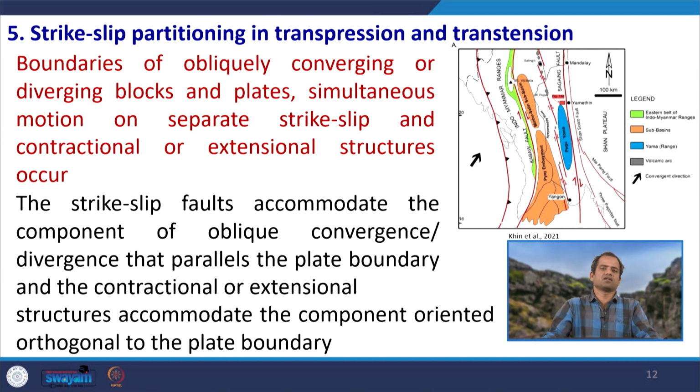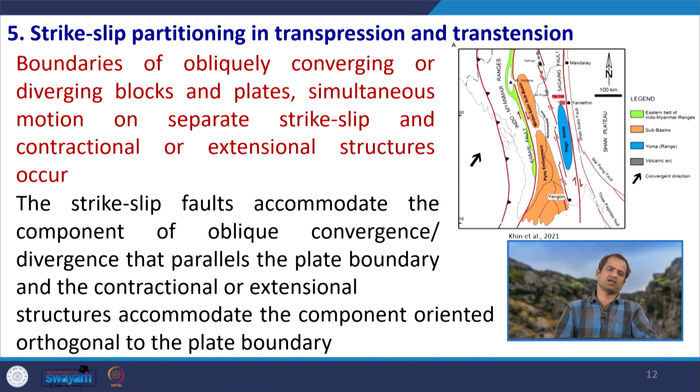So, now another terminology is called strike slip partitioning, this is transpression and transtension. What is strike slip partitioning? For example, suppose there is an oblique slip fault and oblique slip boundary. That means there will be one constant component, which is a strike slip component. Another component may be an extensional component, or a compressional component. So, if these two different components are acting at different places independently, that is called strike slip partitioning.